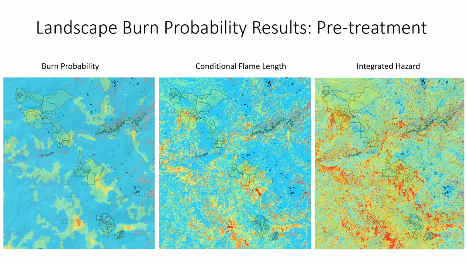Okay, so these maps are here showing the results for your burn probability, your conditional flame length, and your integrated hazard, which of course combines the burn probability and the flame length, with all the Yosemite burn units using the initial landscape. So this one has no edits. Just looking at this visually, you can see which units have the greatest hazard. At this point, you could use this for prioritization, but it doesn't take into account your HVRAs.